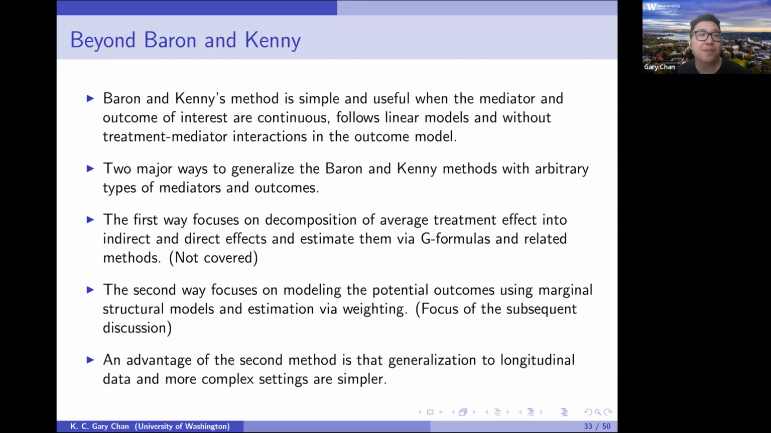But Baron and Kenny is simple and useful when the mediator and outcome of interest are both continuous, follow linear models, and do not have treatment-mediator interactions in the outcome model. So there are some conditions, but if you are willing to make those assumptions, then fine.